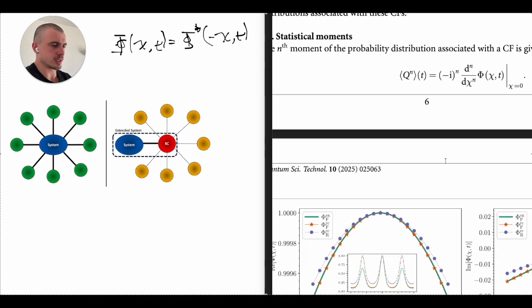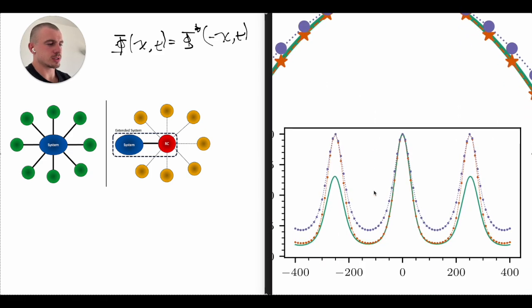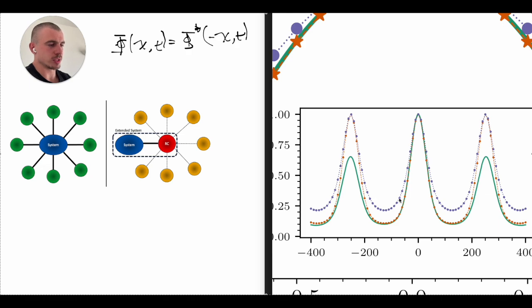Now, why is that a nice thing? Well, because our method works really well at chi equal to 0. So it might not be very good at getting the full probability distribution, because that would involve calculating the characteristic function out to really large values of chi and then taking the inverse Fourier transform.